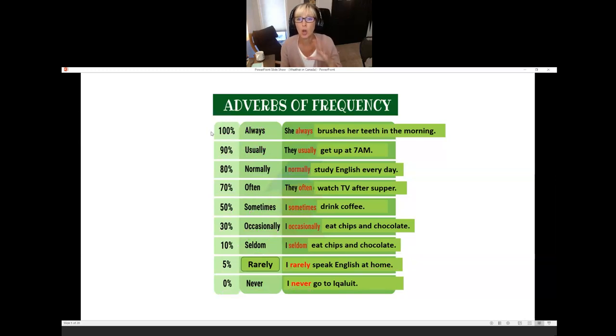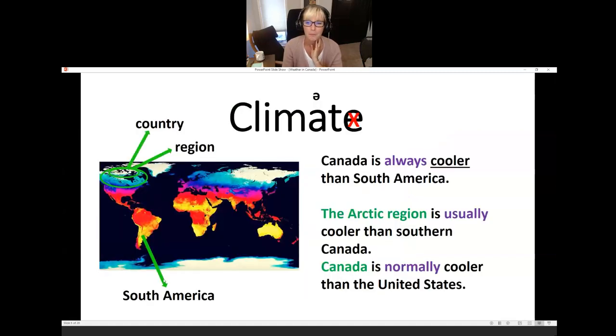So these are called adverbs of frequency, and we will practice them next week and the week after. We will continue to practice them. Today, I want you to see the adverbs of frequency. Think about them a little. We will talk about them more tomorrow. Okay? But we can use adverbs of frequency when we talk about climate.